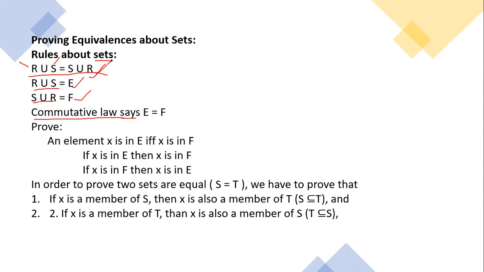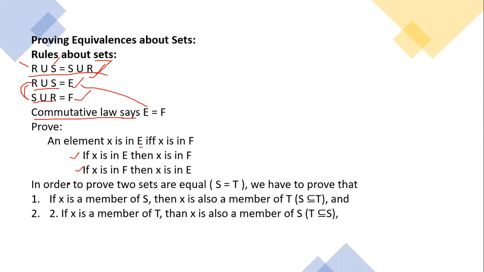This is the commutative law definition. From that we can say both the things are equal. An element X is in E if and only if X is in F. Likewise, we have the other direction also: if X is in E, then X is in F also, because both the things are having the combination of R and S only. So if the element X is present in R union S, definitely it will be in S union R also.